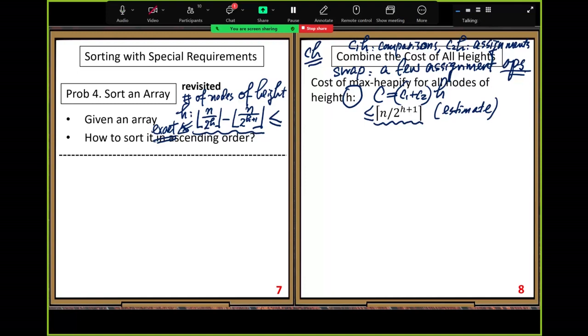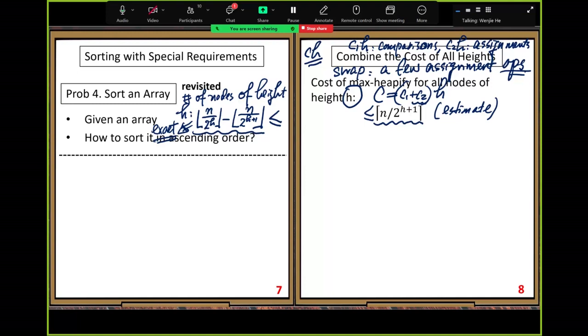Yeah. So one swap equals several assignments, and the data copy, right? Last time I explained the data copy, yeah? So at that point, for the data copy, you can use a constant C2.